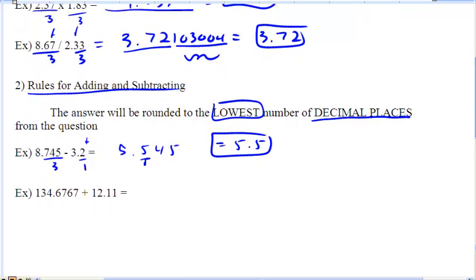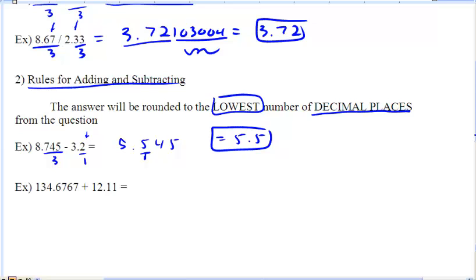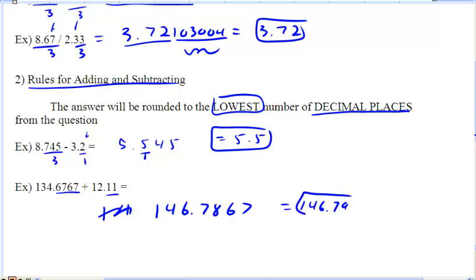And finally, with this one, when we add this up, we're going to get 146.7867. We have 4 decimal places here. We have 2 decimal places here, so our answer has to be 146.79. So it doesn't matter that this had plenty of sig figs and this had 4. All it matters is the decimal places. So that should be a nice, quick, and easy way to do this. And we'll be doing lots of practice problems in class.